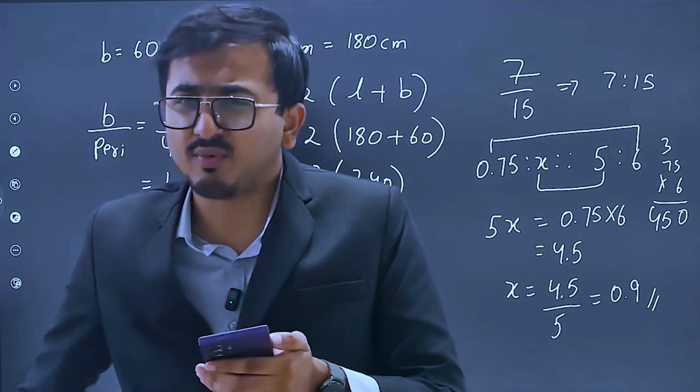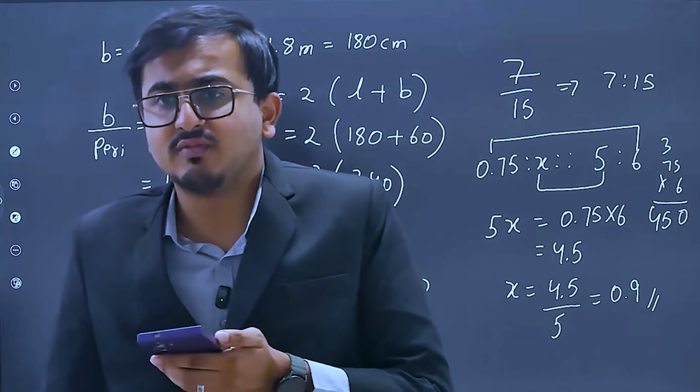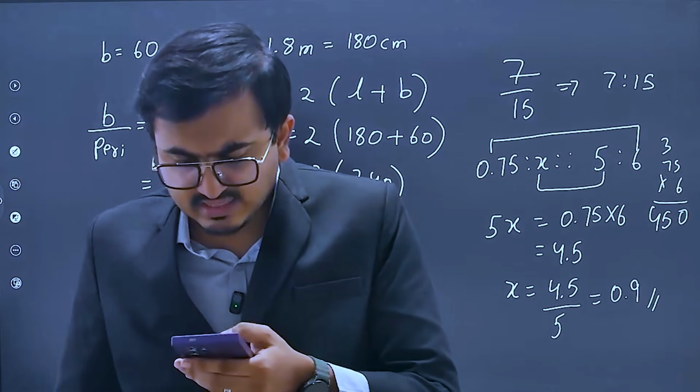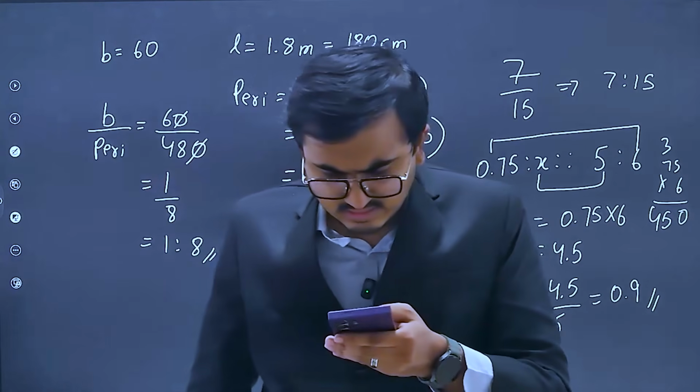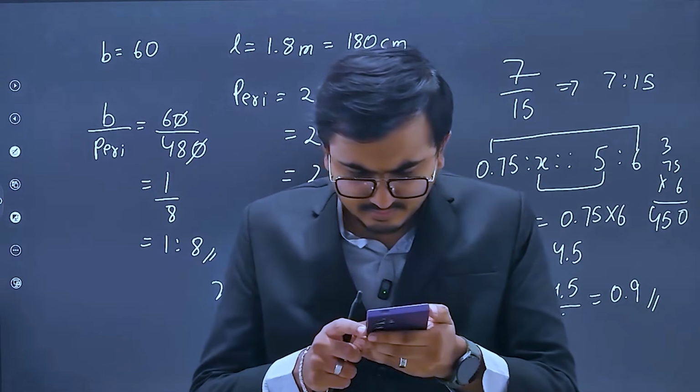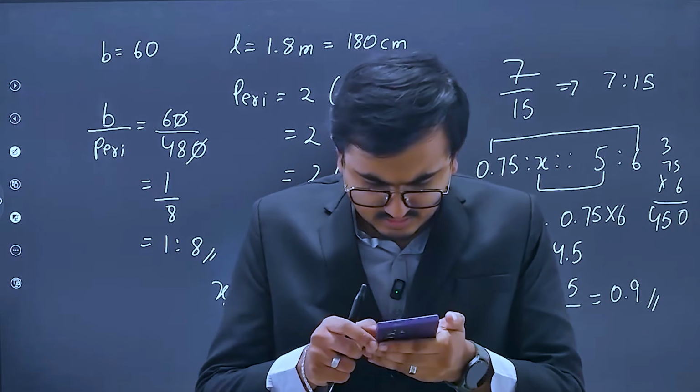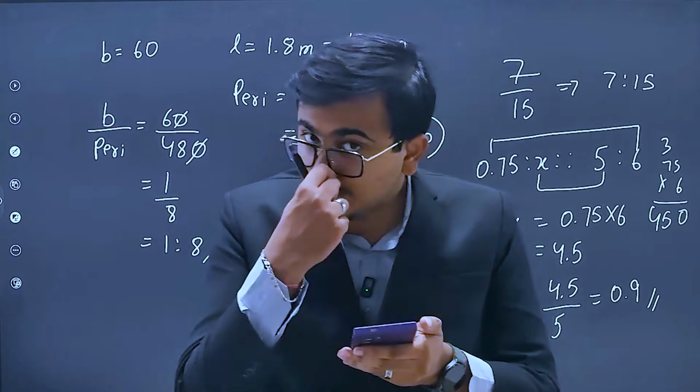HCF of 180? No. For finding HCF, we need at least two numbers. Diagonal, no. The diagonal won't be a line of symmetry for a rectangle.